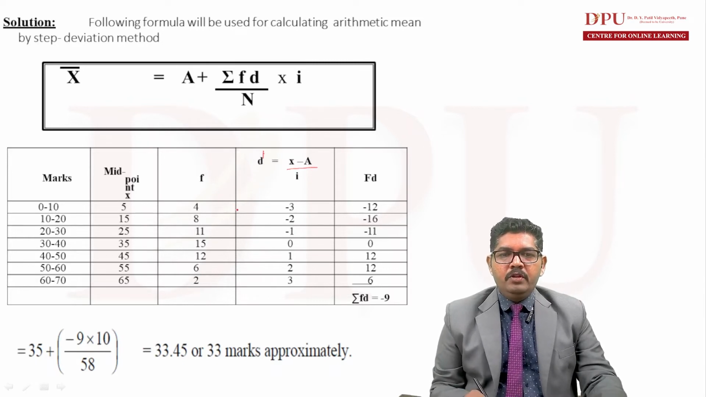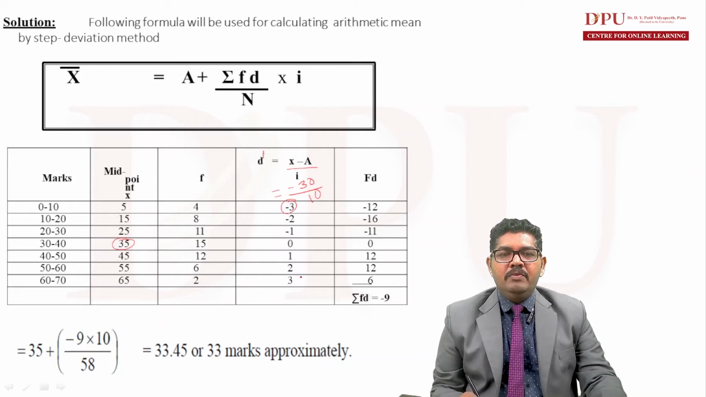Here x minus a is the deviation from the assumed mean, divided by i. So let us assume 35 as the assumed mean, the arbitrary mean. I will do one calculation here. 5 minus 35 is minus 30, divided by i, the class width or class size. How do we get the class size? 10 minus 0, 20 minus 10, 30 minus 20. So 10 in each case. So minus 30 divided by 10 is equal to minus 3. This is how we can calculate step deviation for all the values.